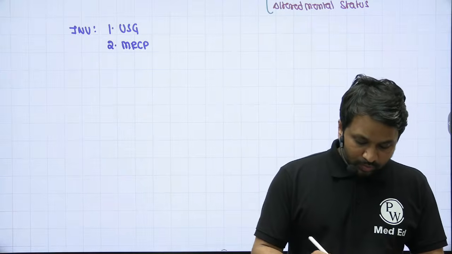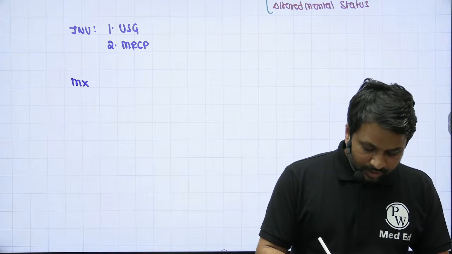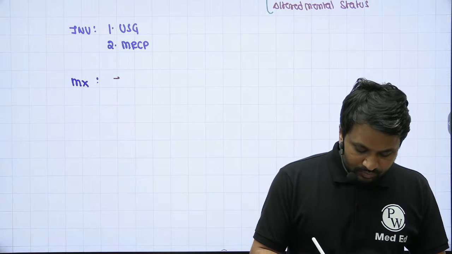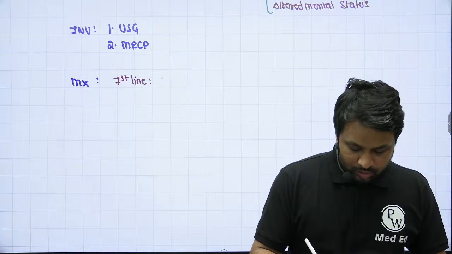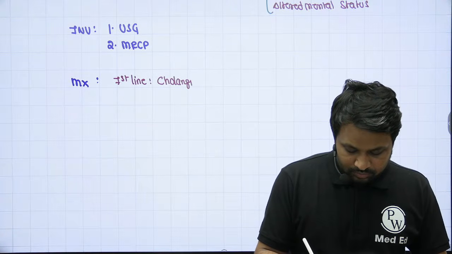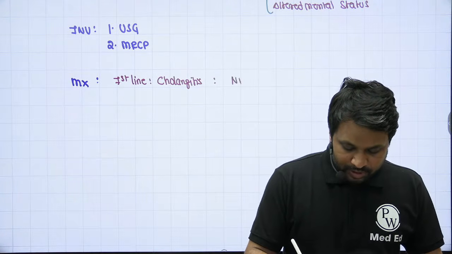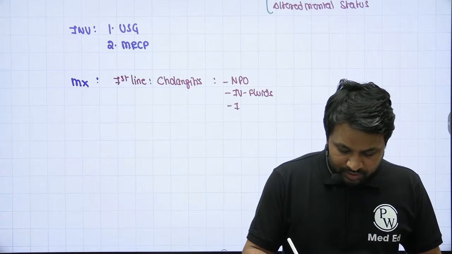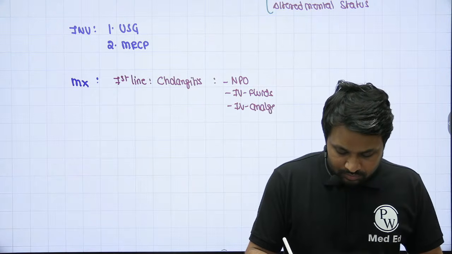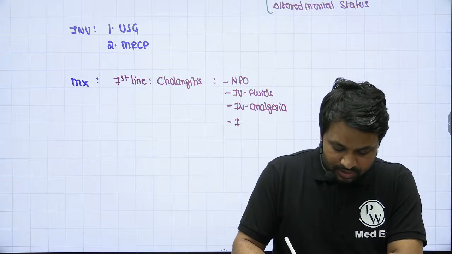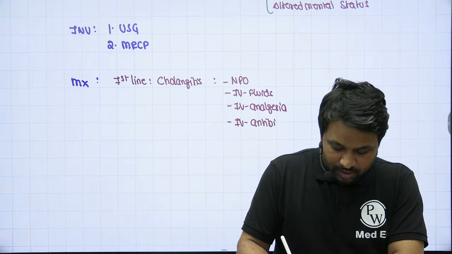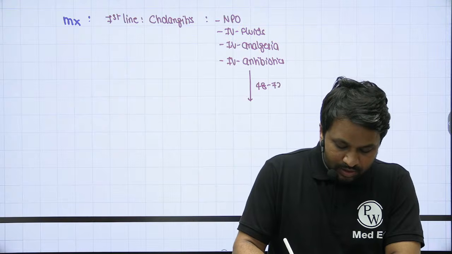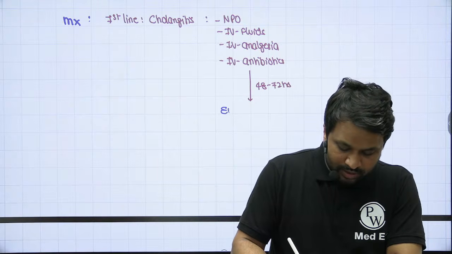Now, how would you like to manage cholangitis? The first line management is to keep the patient nil per oral, start IV fluids, give IV analgesia as well as IV antibiotics. Wait for 48 to 72 hours, and after that, to extract the stone, do an ERCP.